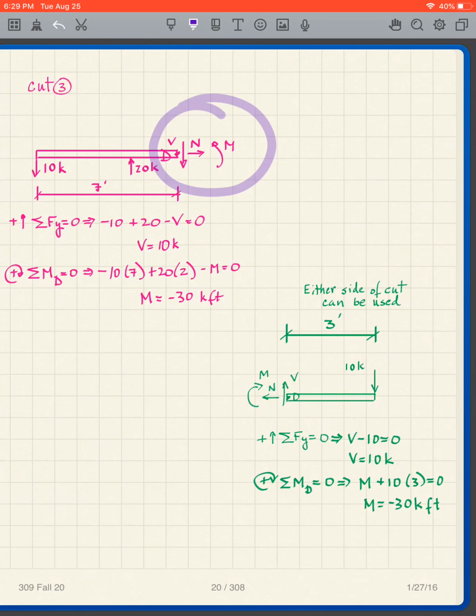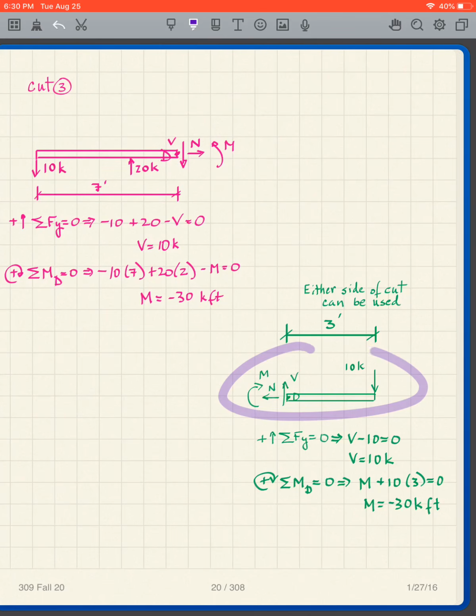Well, that means that my V is down here, so my V has got to go up there. These are adjacent free body diagrams, and if you remember, they've got to be equal and opposite. So if one goes down, the other's got to go up. If this one goes to the right, that one's got to go to the left. If this one is counterclockwise, then that one's got to be clockwise. So we have to be consistent there.